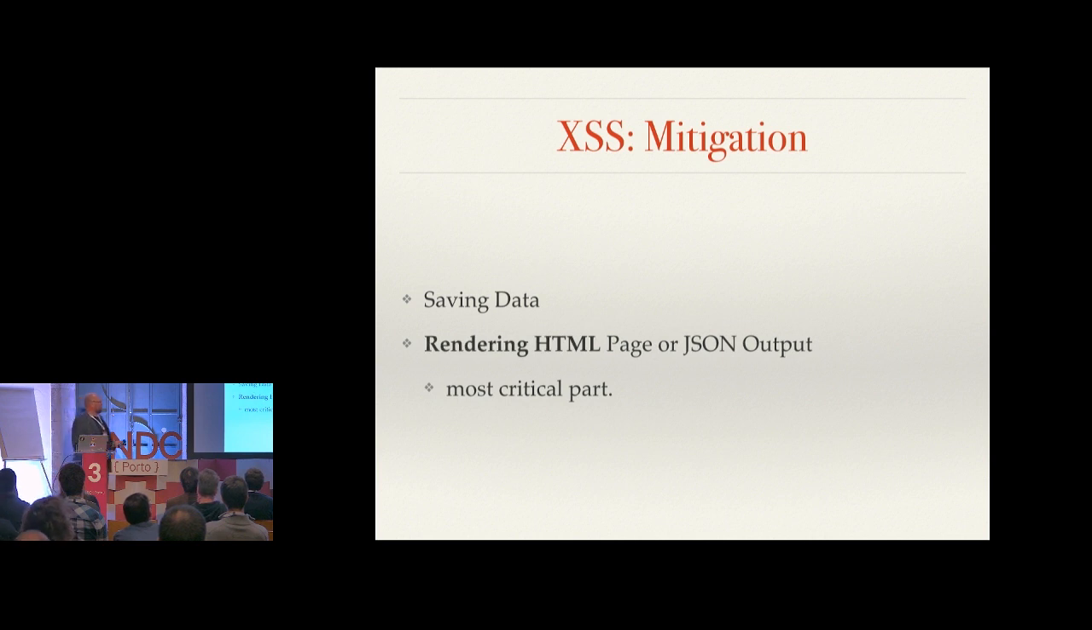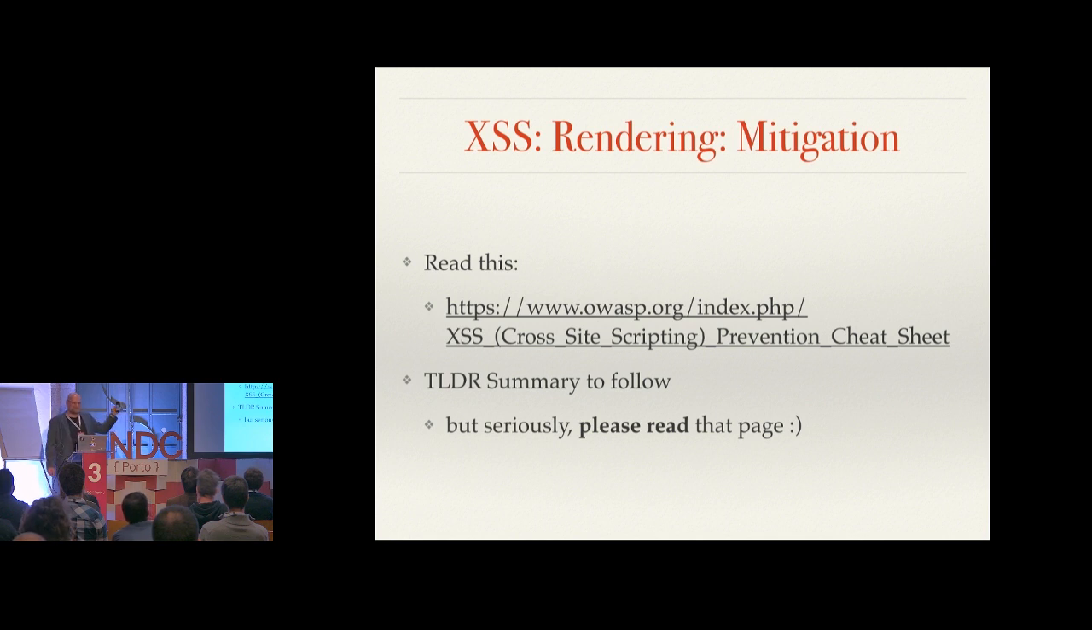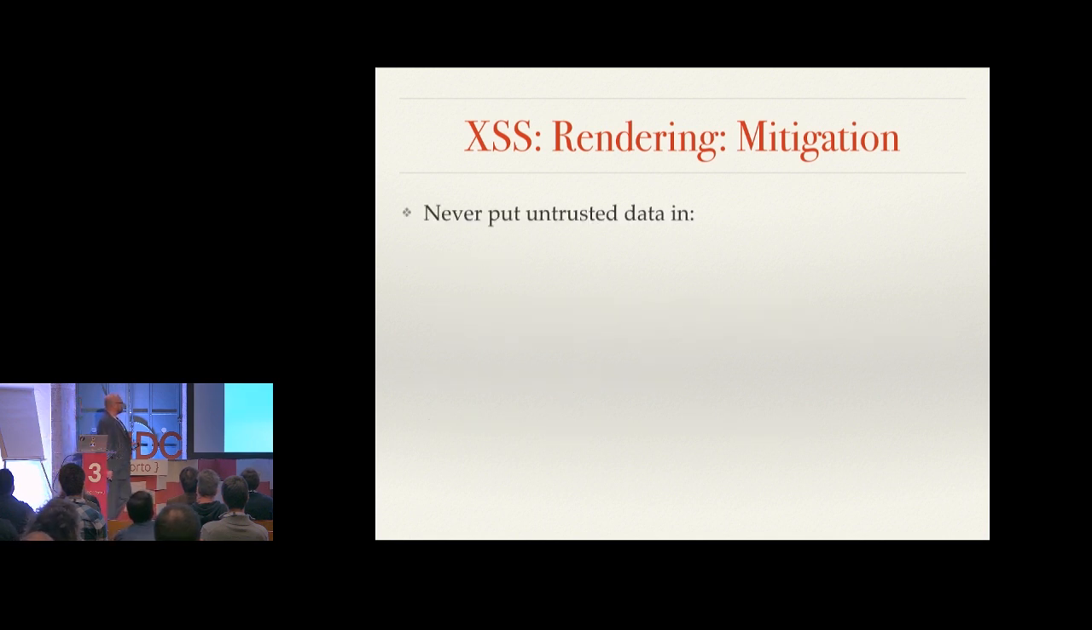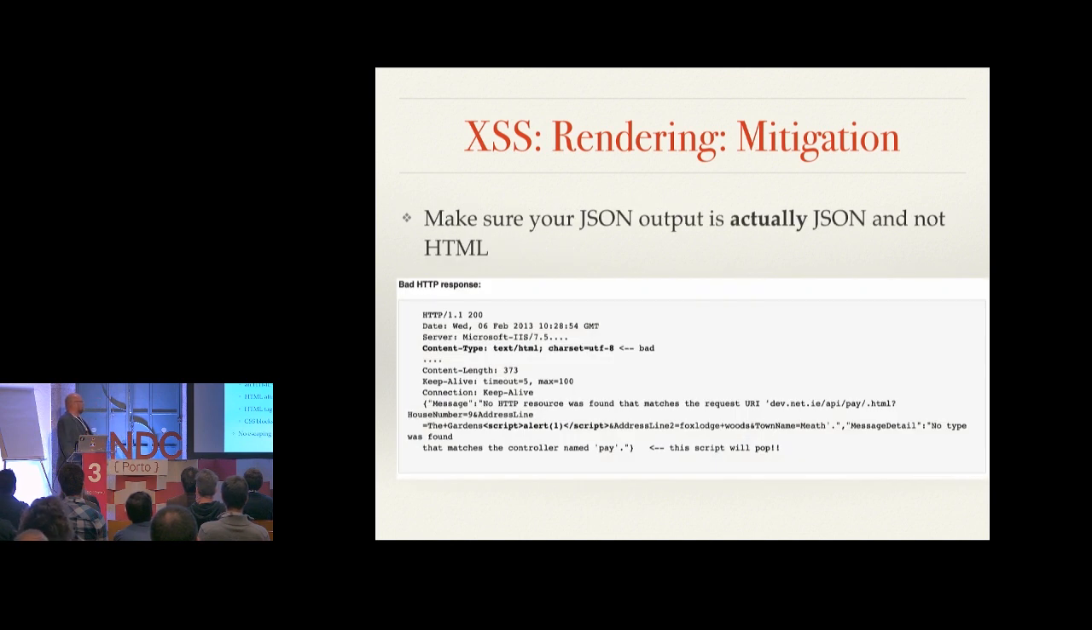So rendering an HTML page. Read this. We're going to do a TLDR, but seriously, read this. A lot of really good stuff in there. But one of the things they're saying is try to not put dynamic data inside of a script block, because it's really difficult to escape. Same thing as an HTML comment, HTML attribute name, HTML tag name, and CSS blocks. Unless you're building an HTML editor, you're probably never going to do these things. But if you are building a CMS, yeah, you might be doing these things, and you may have to be very, very careful there, okay?